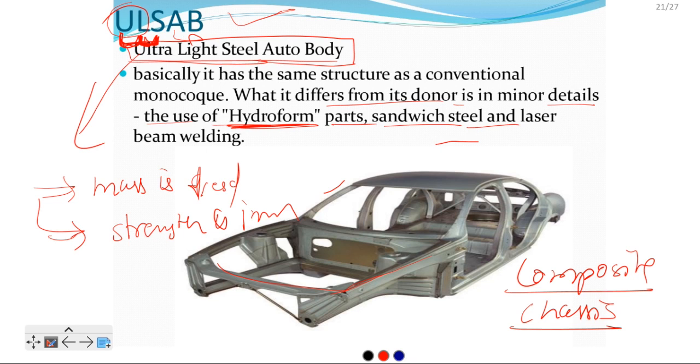Sandwich steel and laser beam welding. Understand, sandwich steel means a combination of sheets of many layers, one by one. With the help of the hydroforming process we are attaching them one by one. So basically it has the same structure as a conventional monocoque, with the same manufacturing process, and this one is very important, laser beam welding.